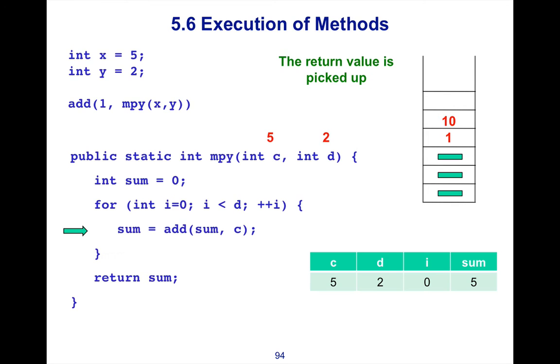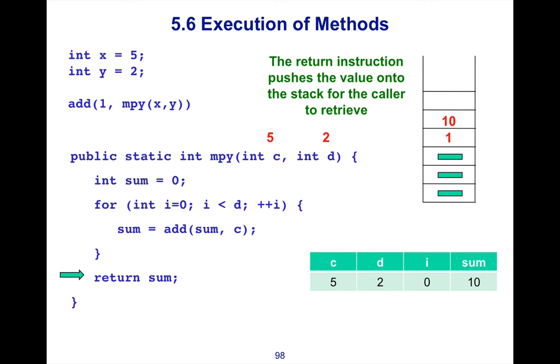Multiply picks up execution again, receiving its answer from add from the top of the stack. That gets substituted for sum. Sum is now assigned 10, and i being incremented to the value of 2 causes the for loop to vacate, and we're at the return statement. So now multiply is ready to announce its result, and it does so by pushing the 10 onto the stack.